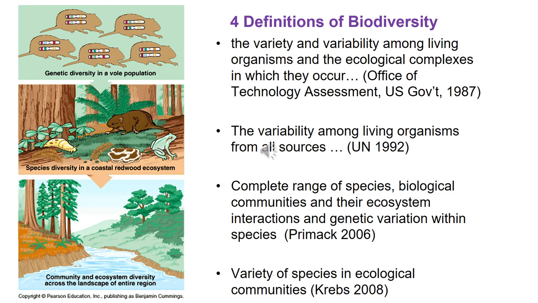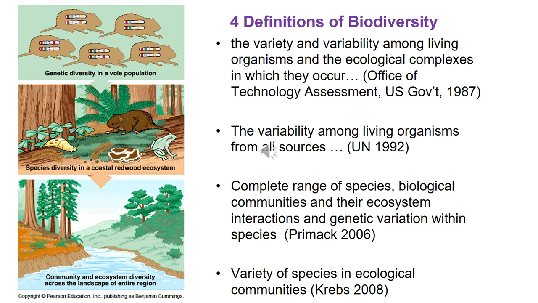Let's look at four different definitions of biodiversity there on the right. There's variability. Sometimes it depends on the use of that word, who's talking about biodiversity and what they're going to use that metric for. If you look on the left, it's talking about the types of biodiversity. There's genetic diversity. That's a type of biodiversity. Within one population, you have different genetics, just like humans all look different. We have lots of different genotypes within the human population and in this vole population.